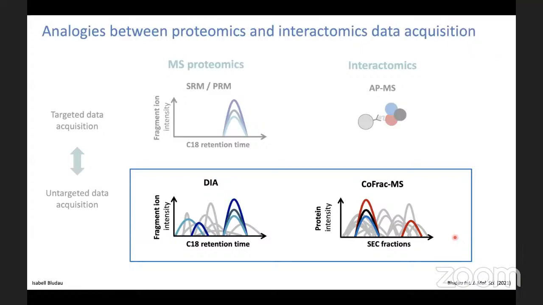Isabell, sorry, can I read a question because it might be relevant? Hello, yeah. When using SEC or IEX to perform fractionation of native protein complexes, how should we evaluate if the complexes dissociate during passing of the SEC or IEX columns? So how do you control that dissociation is not happening during separation?